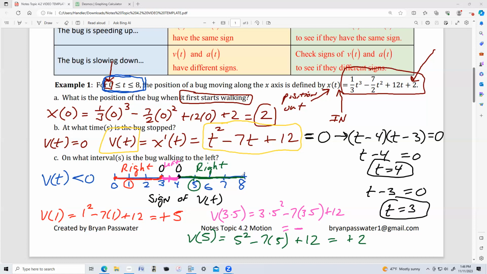The sign of the velocity tells you what's happening. Negative velocity is movement to the left. Positive velocity is movement to the right. And exactly 0 velocity means you are stopped. Okay, so I hope that was a clear problem, and I hope that one helps. Okay, I'm going to quickly pause, and then we'll start on example 2.